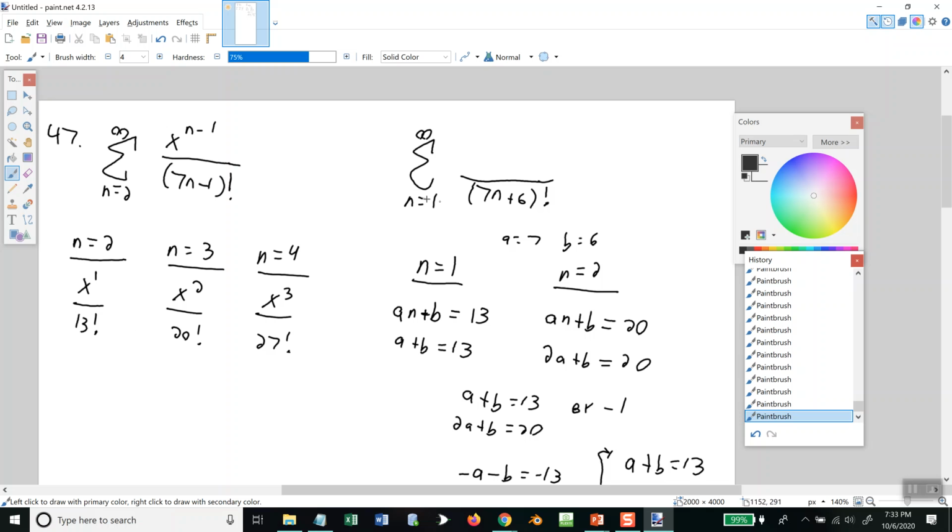If I plug in my next n value, which is 2, 7 times 2 is 14, plus 6 is 20. That gives me my 20 factorial. If I plugged in n equals 3, 7 times 3 is 21, plus 6 is 27, which gives me that. So that works. Now the top part, I think, is easier.